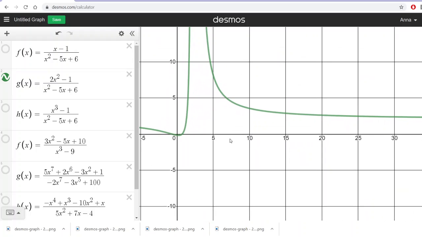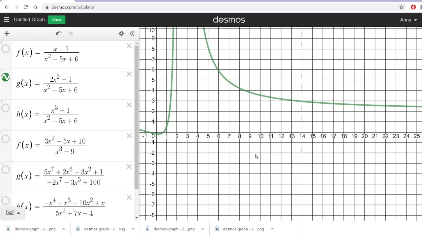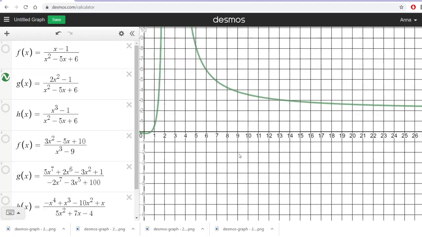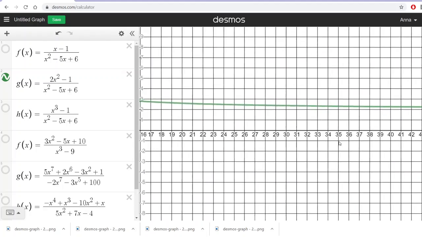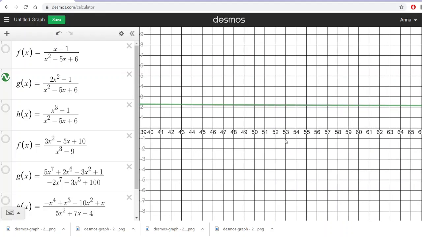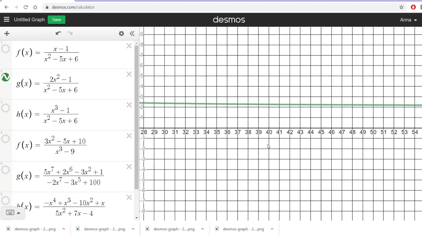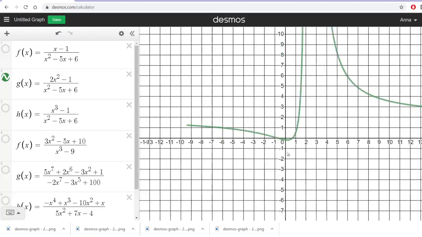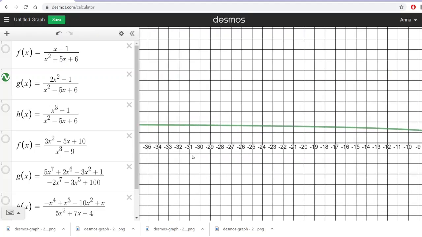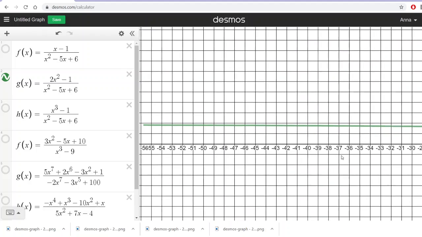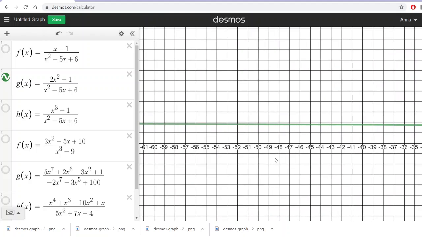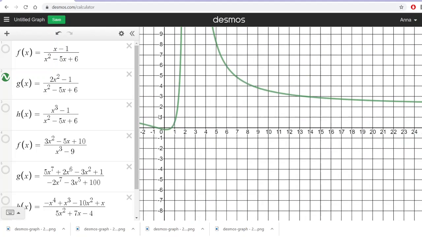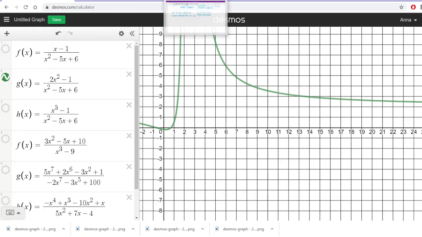But if we look at the horizontal asymptote, what is the value that this graph is leveling out to? If we go out to the right, we can see that the graph is getting closer and closer to a height of 2. And if we go in the other direction, we can also see that the graph is getting closer and closer to a height of 2. So we can see that we do have a horizontal asymptote at 2.